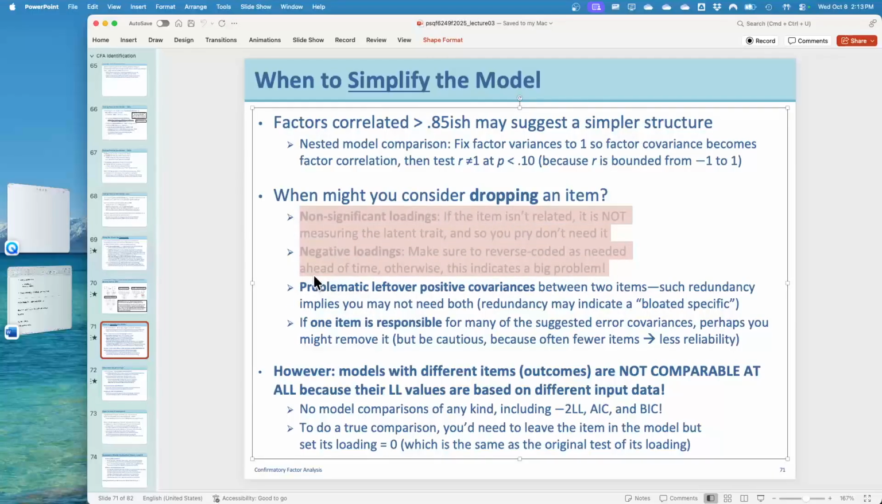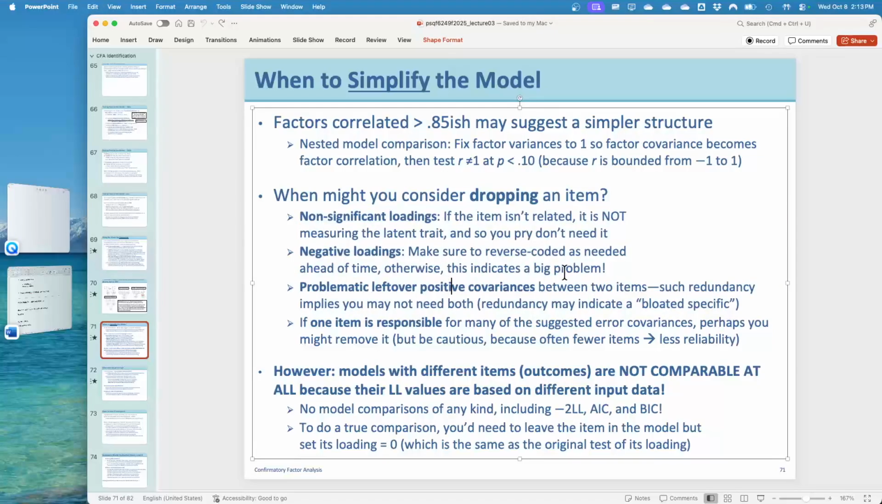Here's the big one: problematic leftover positive covariances. Whoops, right there. Those ones right there.